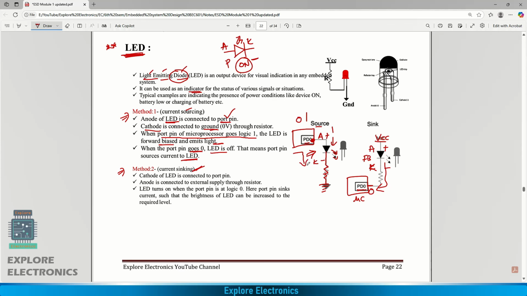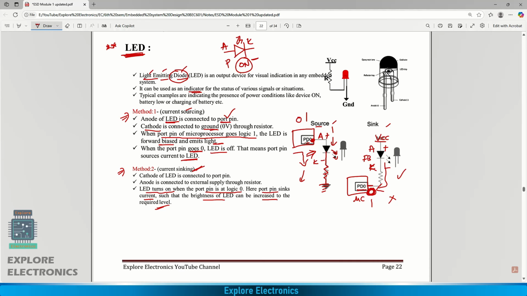In the current sourcing manner, the anode takes the current and gives it to ground, right? This is current sourcing. Sinking means we control the LED functionality in the reverse manner. If we provide 0 through the port, the LED will be on. If we provide 1 from the port, the LED will be off. The diode turns on when the port pin is 0 and the port pin sinks the current, takes the current. Here the port pin gives the current, and the brightness of the LED can be increased to the required level, which can be controlled from the port.